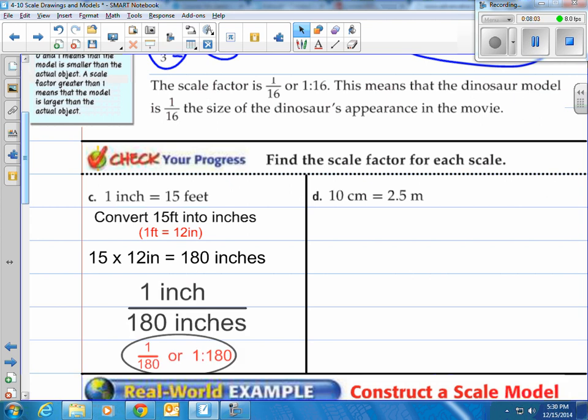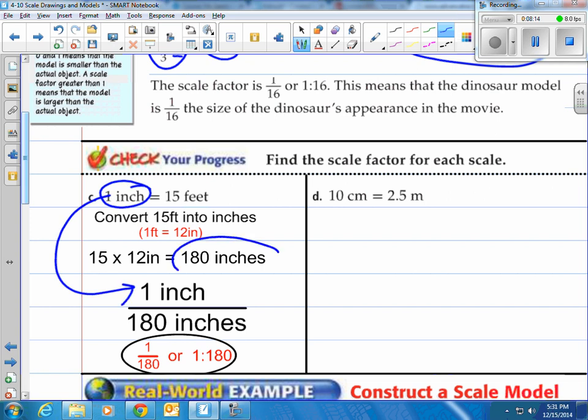From there, we take 1 inch and put it on top. We took this 180 inches, which is this 15 feet, put it on bottom. We reduce, we don't have to because 1 is already on top, and we have a scale of 1 to 180, or you can write it with the colon, 1:180. All right, let's take a look at D.